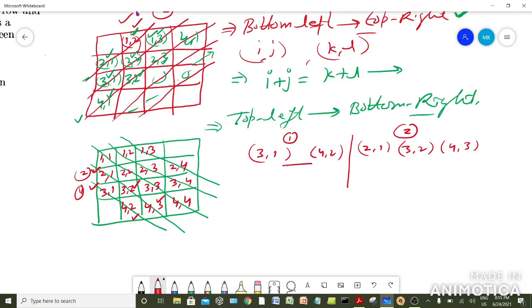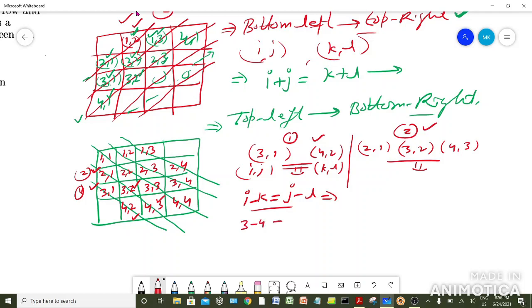I try to have some expression out of this as well as from this. Now if this is i j and this is k l, let us write that if i minus k is equal to j minus l, then just check whether this is fine with this diagonal and this diagonal. Try to fill it. In this case i is 3, k is 4. Is it equal to 1 minus 2?